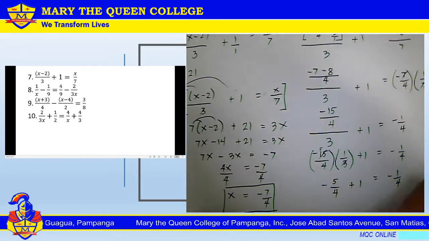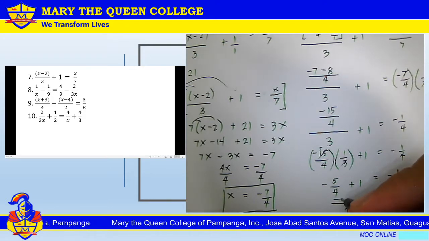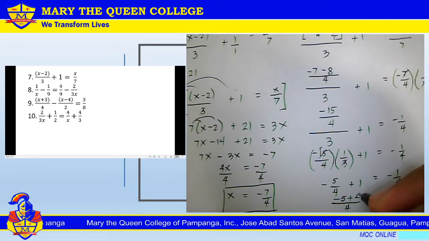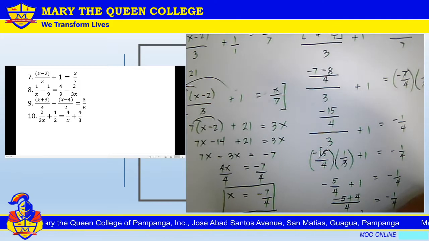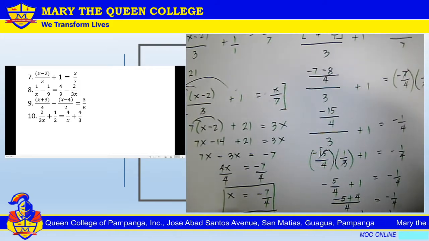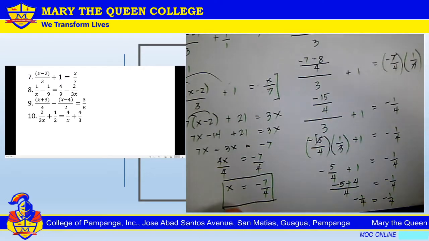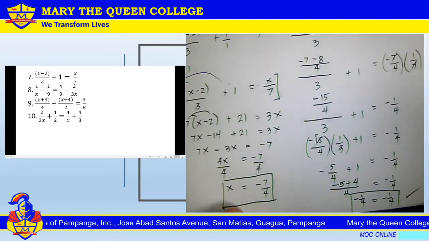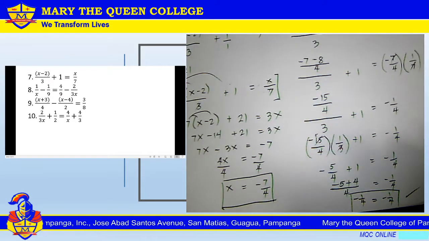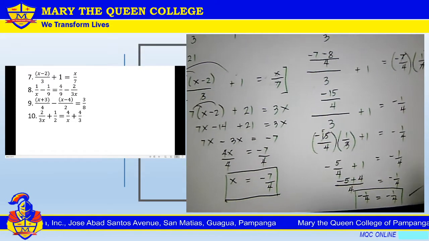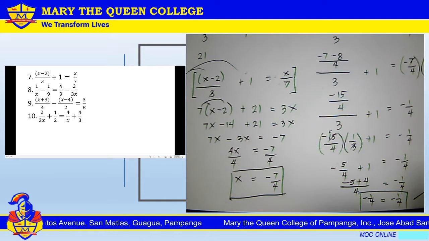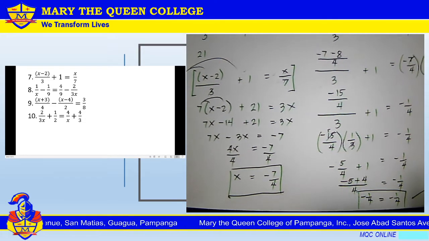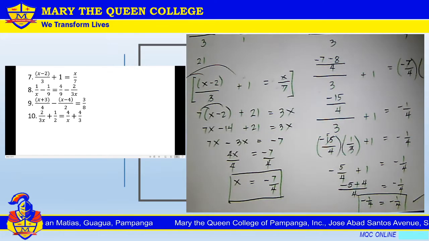Okay? By LCD, we have 4. Negative 5 plus 4 is equal to negative 1/4. Simplifying it further, we have negative 1/4 is equal to negative 1/4. So, we have a correct value or solution. Okay? So, any question for this? None. So, I think this is enough already for you to have practice for the linear equations in one variable.